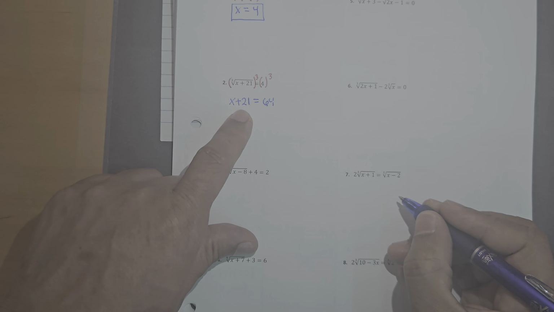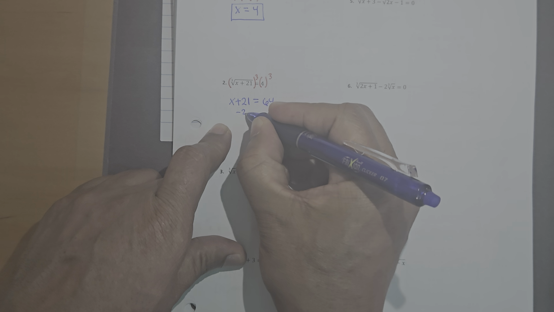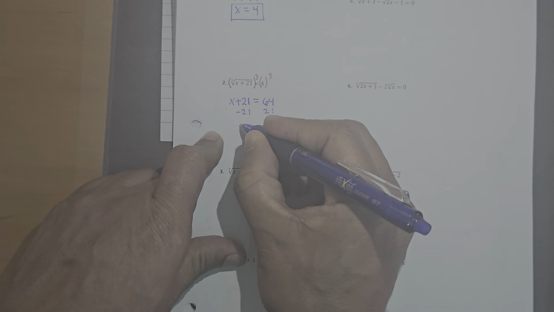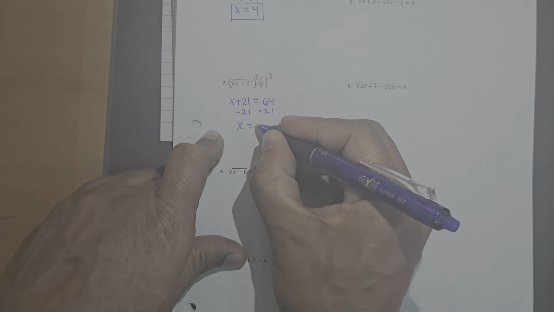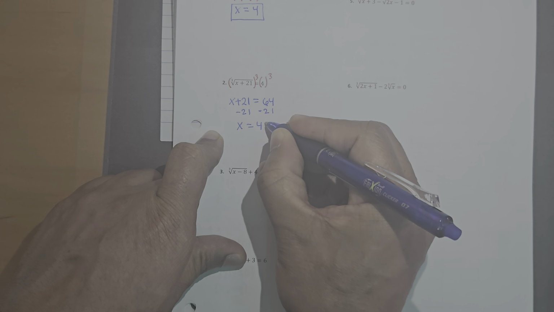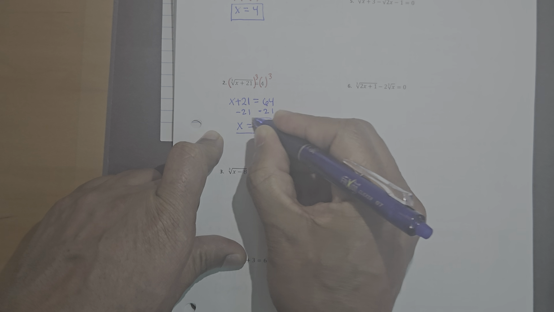Then when it's solved for x, we subtract that 21. So you guys are good at this by now. So then x equals 64 minus 21, which is equal to 43, right? So that's the solution to this equation.